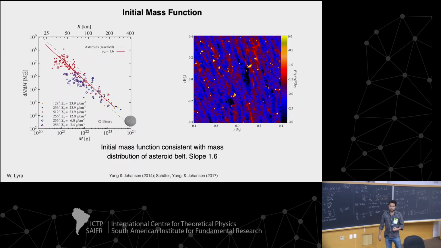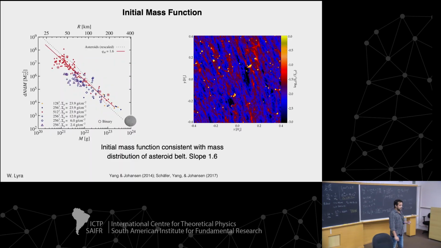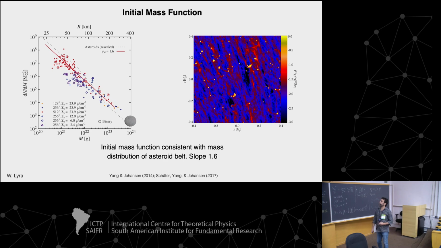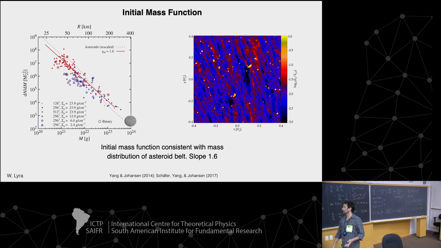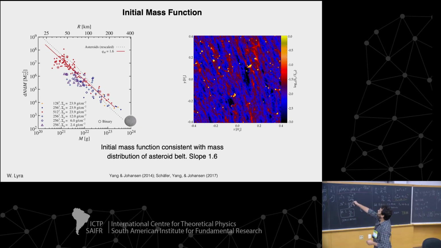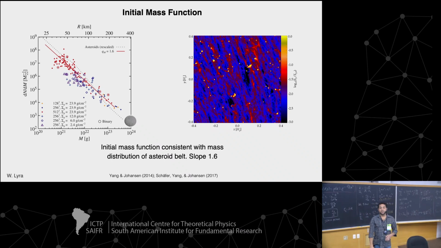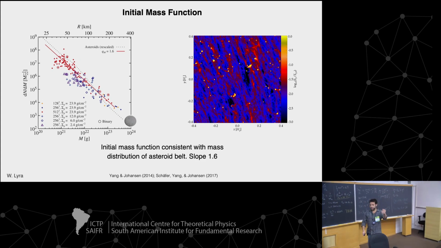First thing is to compare the initial mass function. What is the mass function of the planetesimals that are formed in simulations? And if you compare to real objects, does it fit? There you go. Here is the size distribution that you get from several different simulations. They seem to have a universal slope, right, of about 1.6. This dashed line here is a distribution in the asteroid belt. So it seems that it matches. So yeah, the initial mass function is consistent with the slope of objects in the asteroid belt.